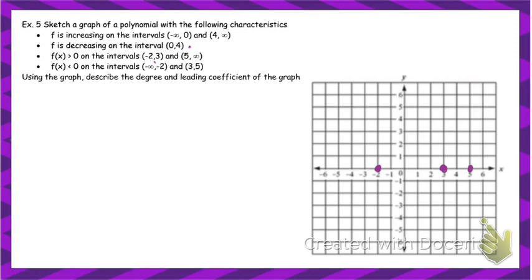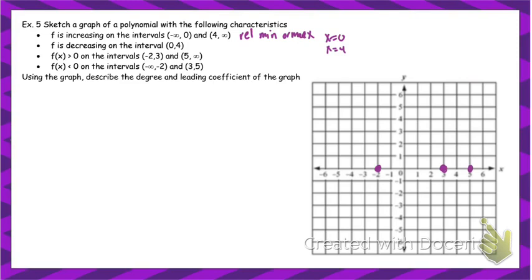So now I know the x-intercepts of this graph. The other information that it gives me, it says it changes from increasing to decreasing at 0 and 4. Well, if your graph changes from increasing to decreasing or decreasing to increasing, that creates a relative min or maximum. So now I know where this graph will have a relative min or max, either one, when x equals 0 and when x equals 4.